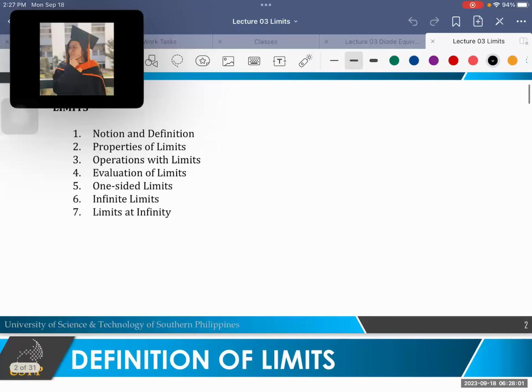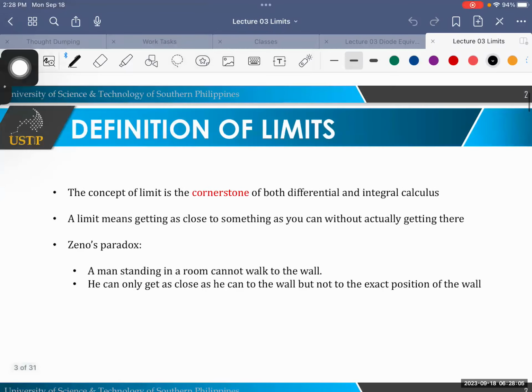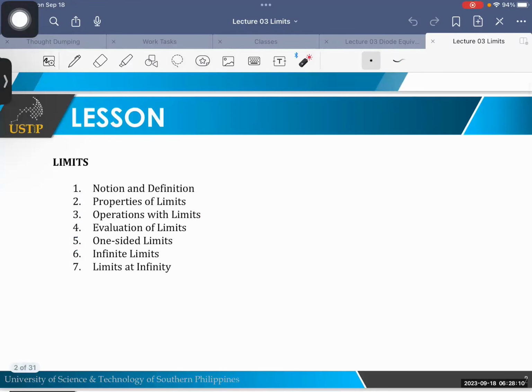Good day, class. So today we are discussing limits. There are more subtopics for limits, but right now we're just going to be discussing the notion, definition, and properties of limits. Operations, evaluation, one-sided, infinite limits, and limits at infinity will be discussed next meeting.